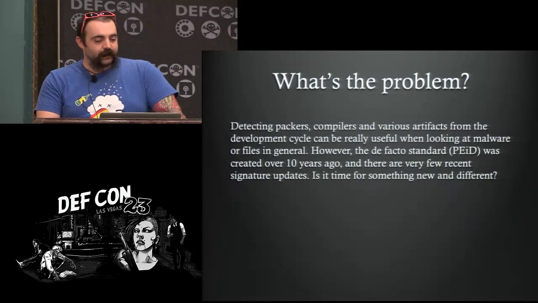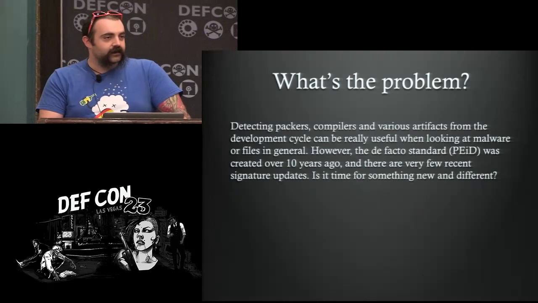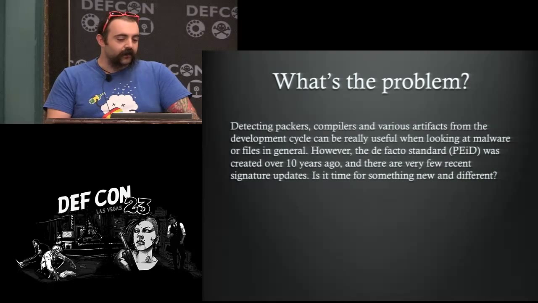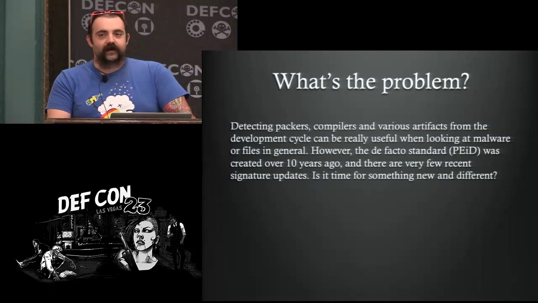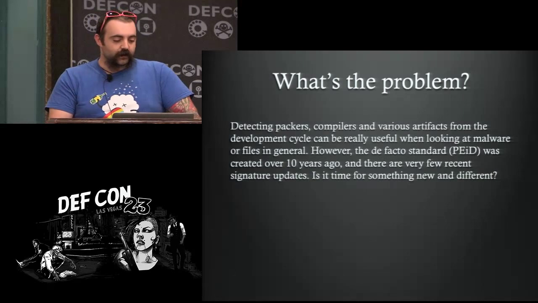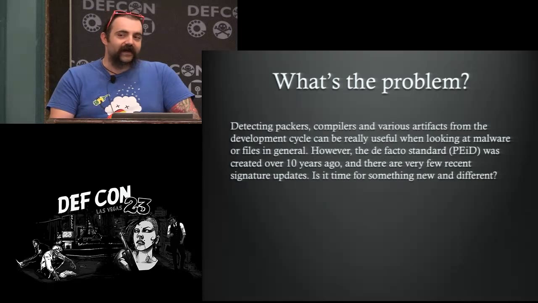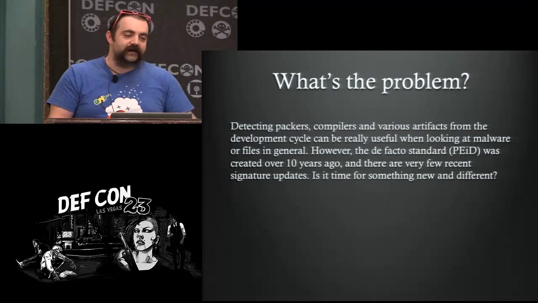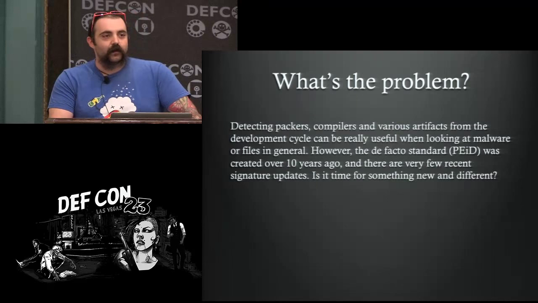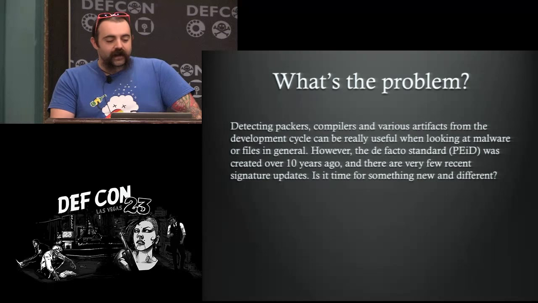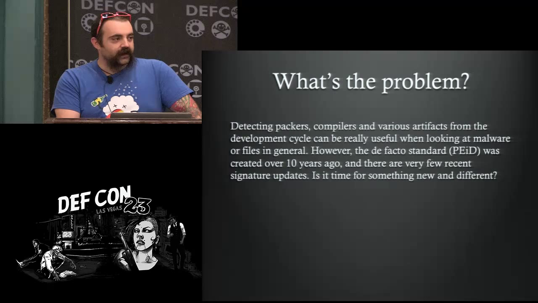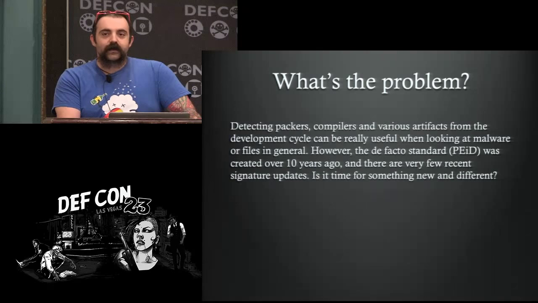All right, so what's the main problem here? I'm sure a lot of people are familiar with the idea of detecting compilers and packers, encryptors, and all sorts of other stuff. There's some good tools. Some of the tools are really old. So I'm going to pick on PEID here. PEID was written in 2005, so in essence, it's 10-year-old technology. Maybe there's a more interesting way or a better way to manage this problem. So really the goal was set out as, can we do something new and different?